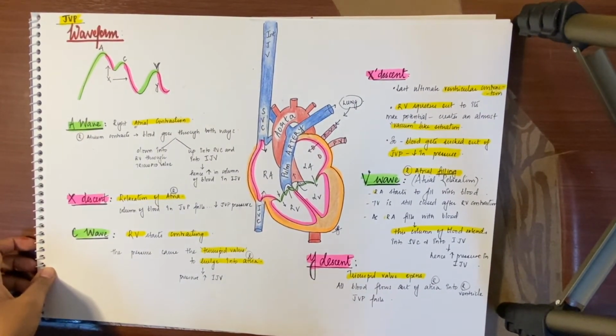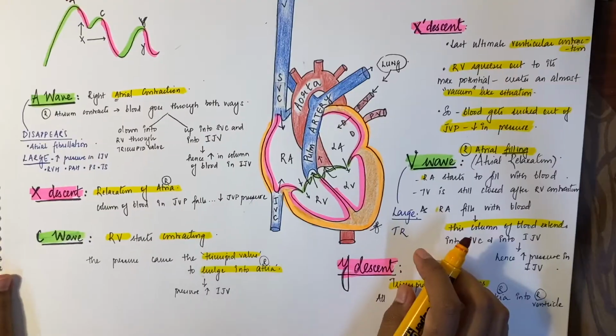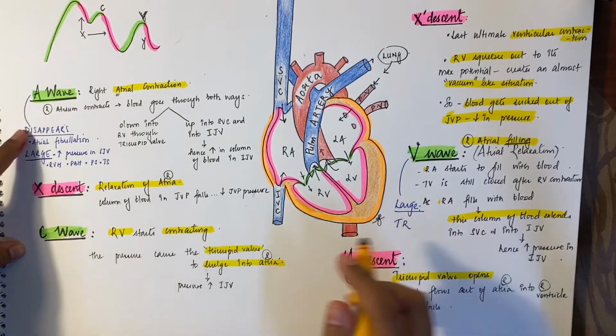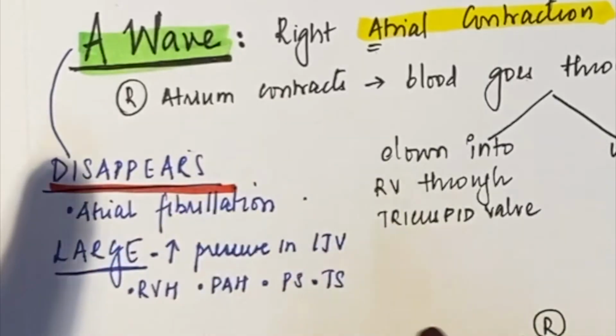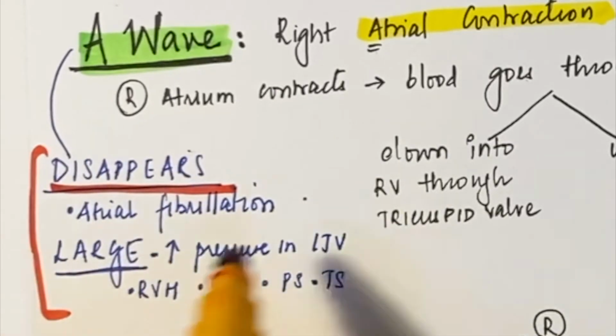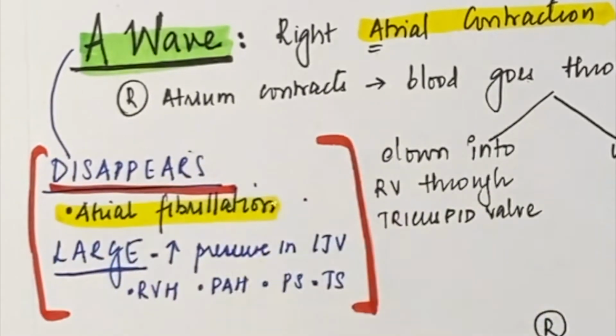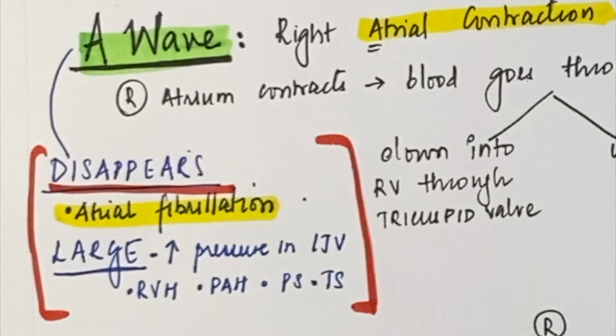So some very common pathologies that we should keep in mind, and how the IJV will help us in clinical practice, is, number one, A waves can disappear. This happens in atrial fibrillation. It makes sense because A wave happens because of atrial contraction, and in atrial fibrillation, there's no proper contraction. It's basically just fluttering around and not completely contracting.